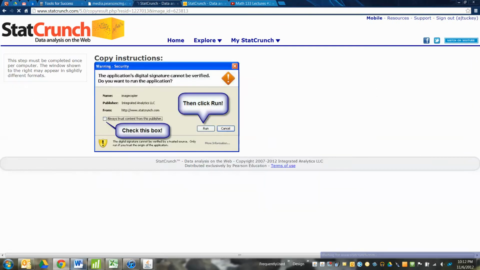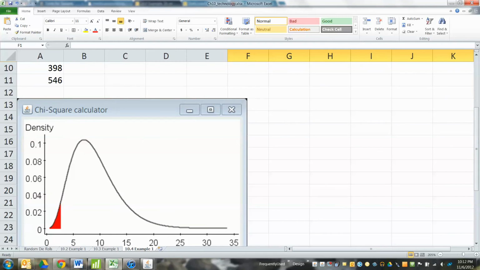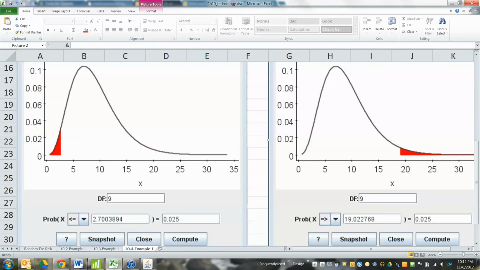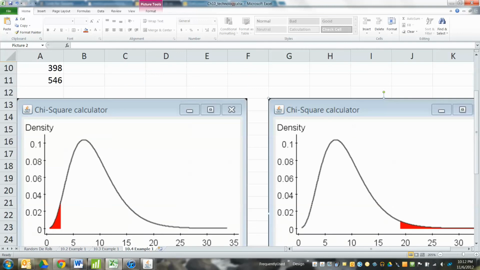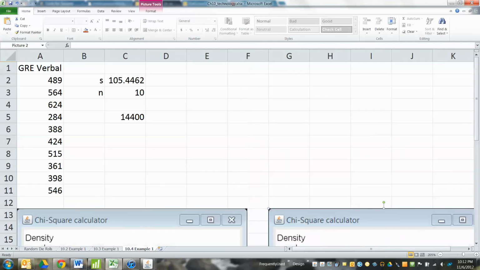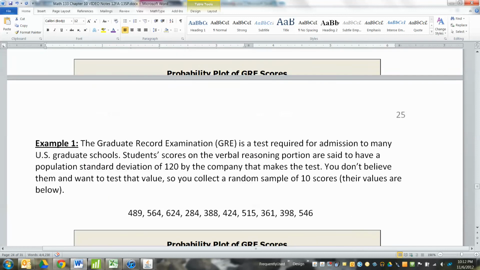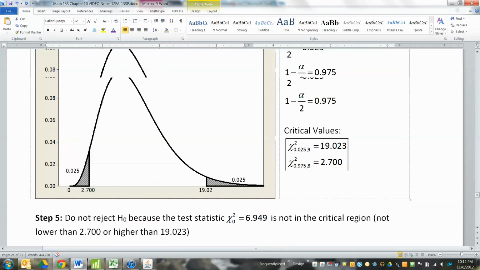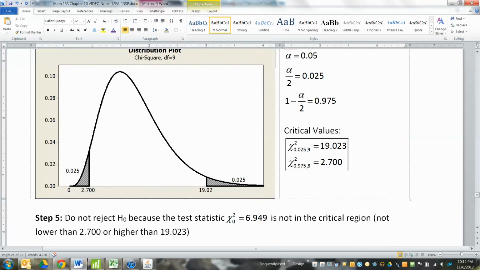All right, so I've got the other one. There they are, copied and pasted. So I can see the two critical values are 2.7 and 19.03. That's how to find them with technology. That's fine. That's good. And then, hold on. So we did that. We found those two critical values either with the table or with technology or both.